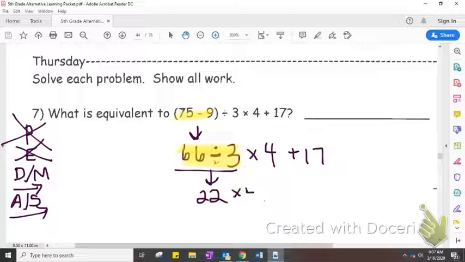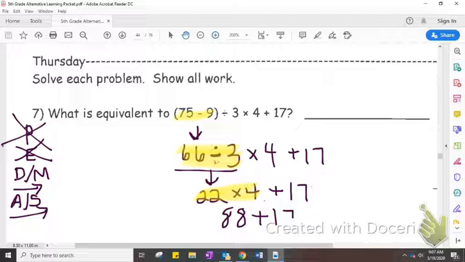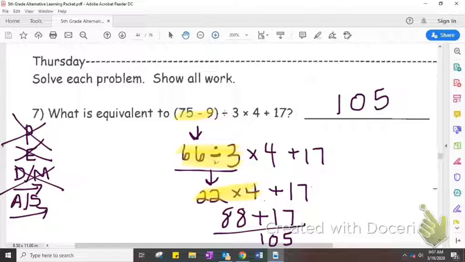Alright, and then I bring down times 4 plus 17. So I still have multiplication to do, so I'm going to do that. 22 times 4, I get 88. So I can cross out division or multiplication. I'm left with addition. 88 plus 17, that'd be 105. I'm doing all this mentally, so if I make a mistake, I apologize. Okay? What is it equivalent to? It's the same as 105.